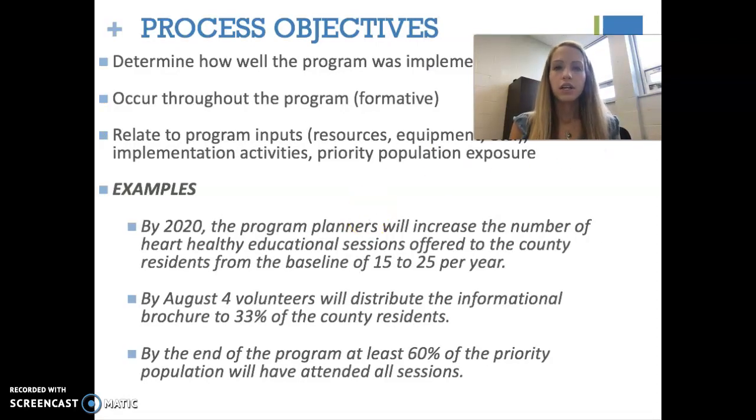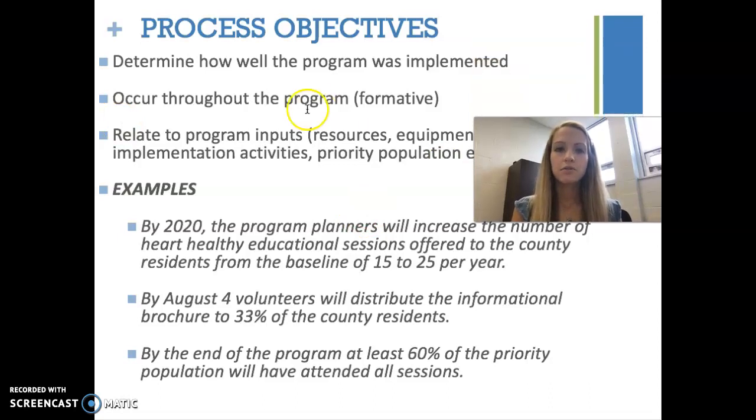So let's look here at process objectives. Remember, these are our formative ones. They determine how well the program is being implemented. They occur throughout the program. Remember, it's formative, so it's throughout the process of the program. They relate to the program inputs, so our resources, our equipment, our staff, the implementation activities, priority population exposure, the attendance, right?